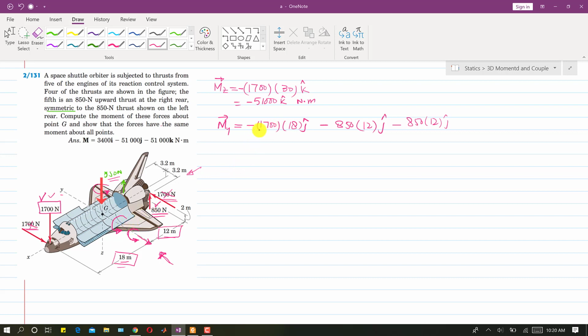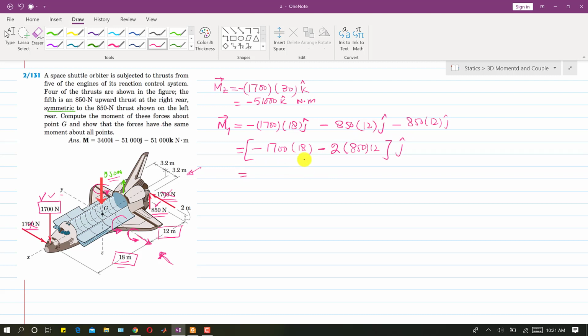So the total moment about y will be equal to the summation of all these. So if I write, this will be minus 1700 into 18, right? Again, we can combine these two. So then again, if I write, this will be minus 2 into 850 into 12, and this whole thing is j, right? All the moments are in the negative j direction.